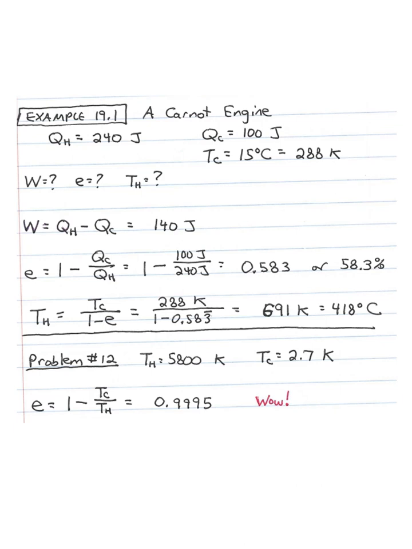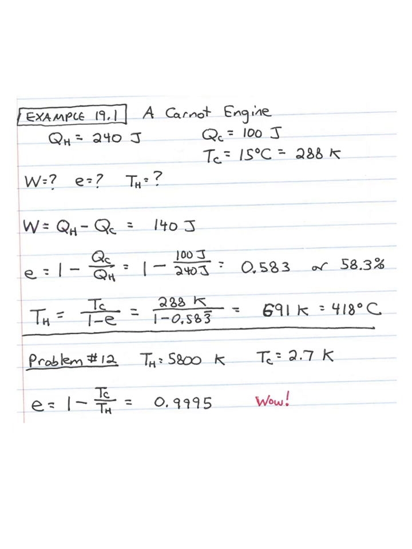Here I've written out the given information. So Q sub H, it's pulling out 240 joules. Q sub C, it says it is rejecting 100 joules to the environment. So that's Q sub C. And it says the temperature of the environment is 15 degrees Celsius. We're going to need that in Kelvin. So add 273, we have 288 Kelvin. And we want to know what is work, what is efficiency, what is T sub H.